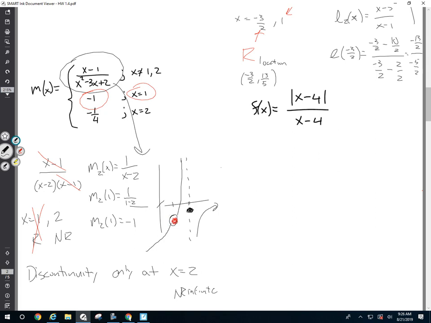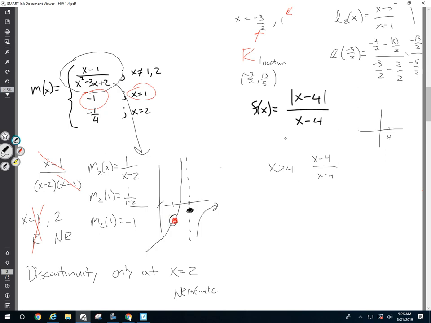This function we need to be familiar with. You think at 4 we would have a removable discontinuity, because if I plugged in 4, I'd get 0 over 0, right? And for most situations that would be correct, but this is a special type of function. This is the only function that we are going to have to worry about that's not a piecewise function that has a jump. Because if we think about it, if I have x's that are bigger than 4, it's going to be like x minus 4 over x minus 4.